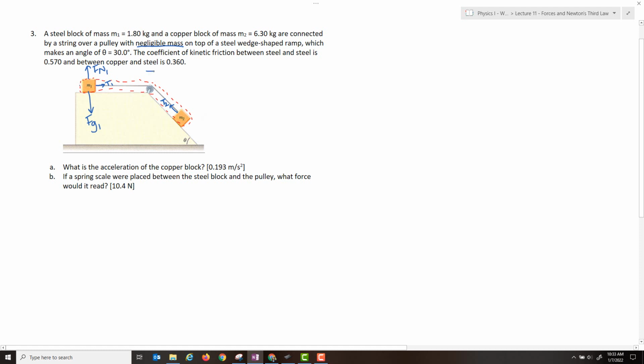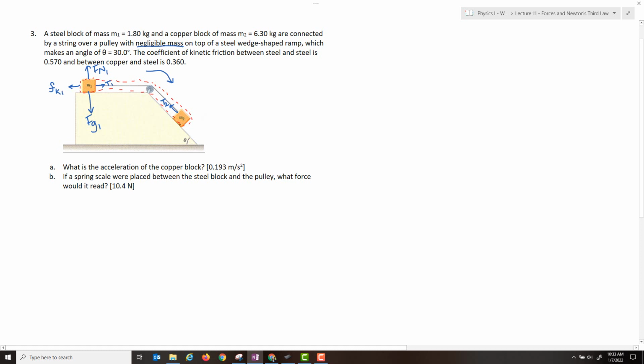The whole object is moving in this direction, and so mass 1 is moving to the right, meaning that the force of friction is moving to the left. The object is moving, so this would be kinetic friction, Fk1.